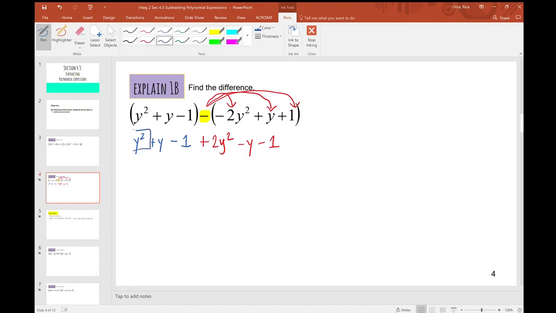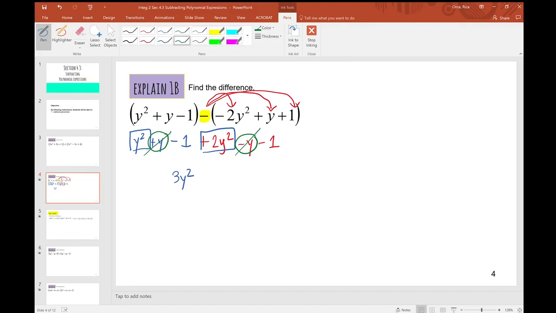So I know that y squared and 2y squared are like terms. Y squared plus 2y squared is 3y squared. Now our next set will be y. We have y minus y. Y minus y will cancel each other out. That's going to give us 0. There's no need for you to write 0, so go ahead and just cross those out.